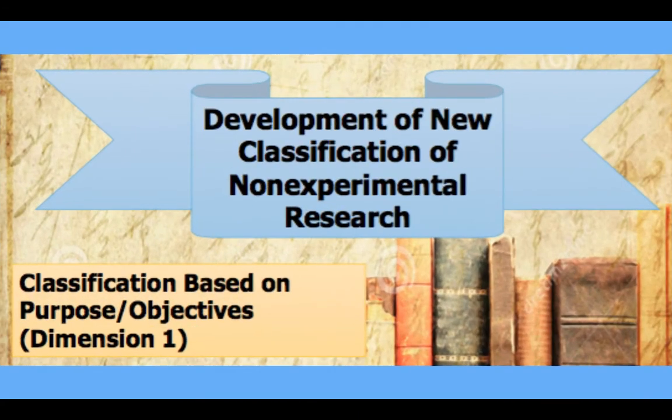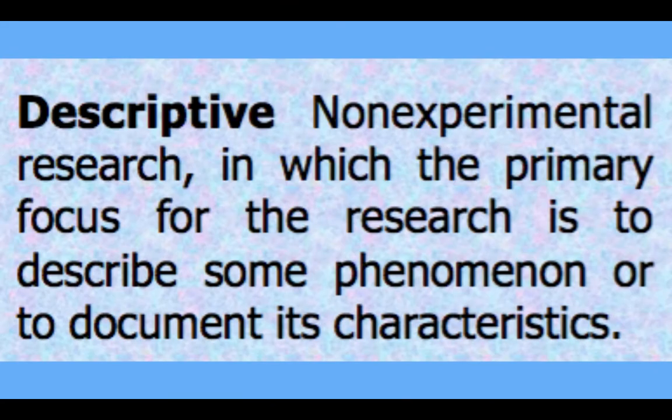And now, let us start with the first dimension, which is all about the classification based on the purpose or objectives, or dimension 1. The clearest way to classify non-experimental quantitative research is based on the major or primary research objective. In other words, determine what the researcher is attempting to do in the research study. Studies can usually be classified into the categories of descriptive research, predictive research, and explanatory research.